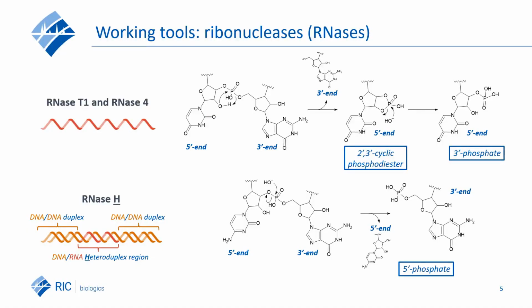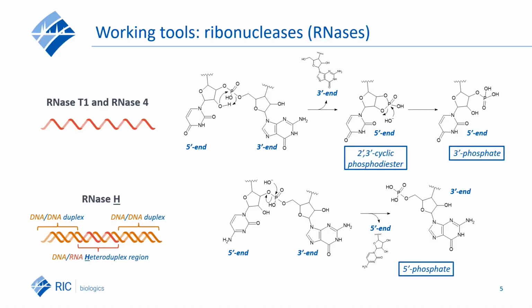As mentioned before, LC-MS analysis of mRNA requires prior digestion to oligonucleotides. This will be done by treatment of the mRNA with ribonucleases, in short RNases. In our work, we will make use of 2 types of RNases. On the one hand, RNase T1 and 4 that both cut single-stranded RNA.